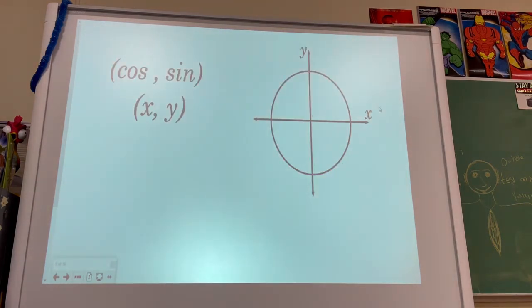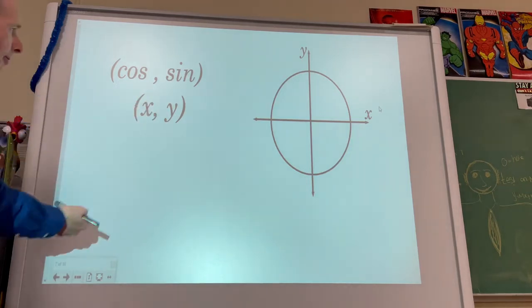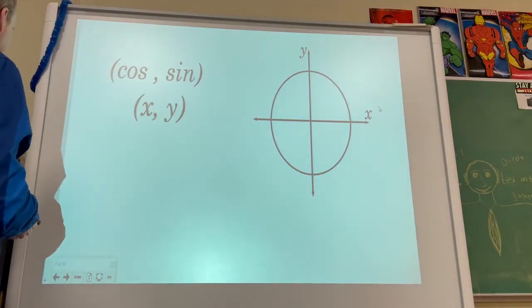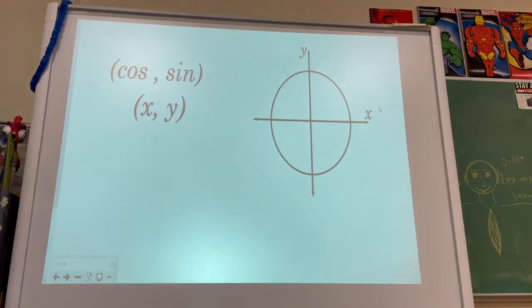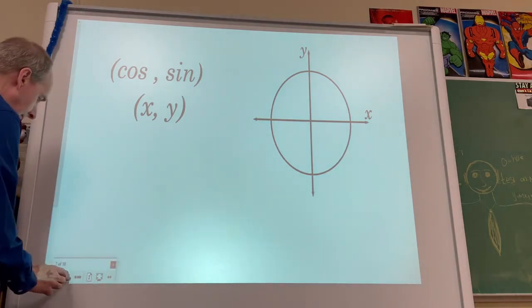So, if you haven't put in your notes yet, you need to put this in. This is really the key right here to understanding your unit circle. You have x comma y, that gives you cosine and sine. From there, we can figure out all of our sine and cosine values.